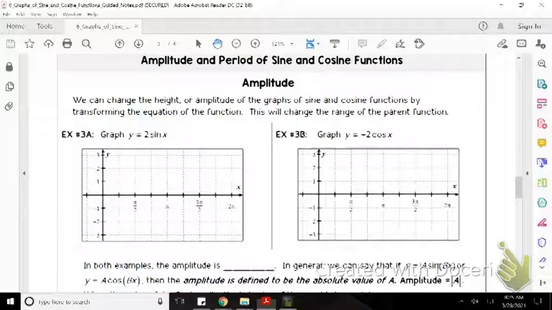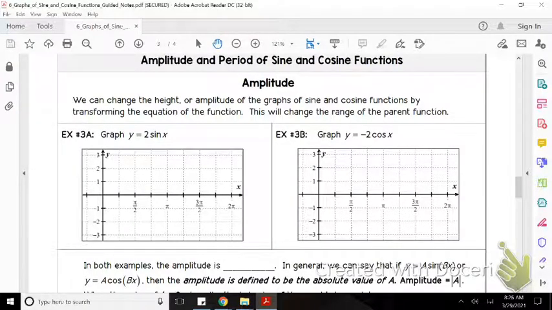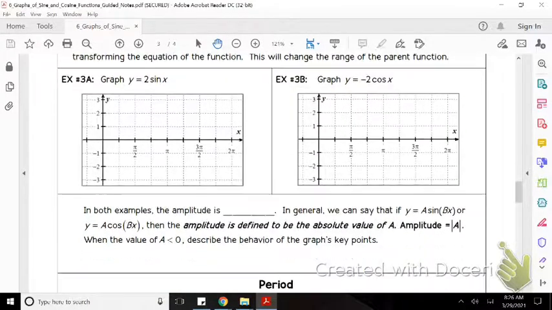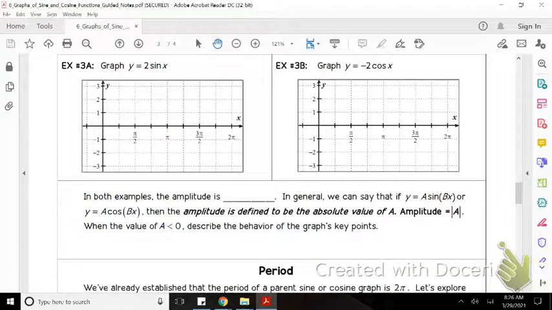All right. So let's go back into our notes now, and we can talk about amplitude and the period of sine and cosine. So amplitude is when we change the height of the graphs of sine and cosine functions by transforming the equation of the function. This will change the range of that parent function. So y equals 2 sine of x. That 2 is a vertical stretch by 2. It's my a value. And so when we make our new table, we're going to take our y's and multiply them by 2.